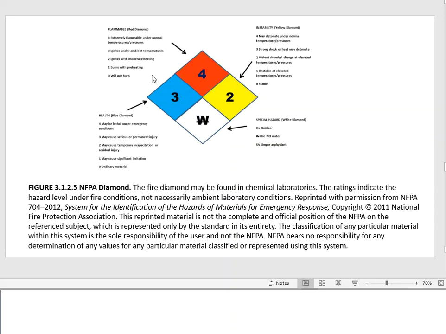Now keep in mind, this information is because the chemical is under fire. This is not the chemical sitting on the storage shelf just minding its own business. It has to be involved in a fire, which is why this is the NFPA diamond, right? And you can pause this video if you need to and look at the health, the instability, and the special hazard codes that are assigned to each one of these smaller triangles.